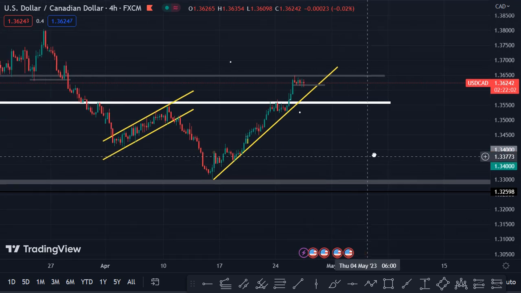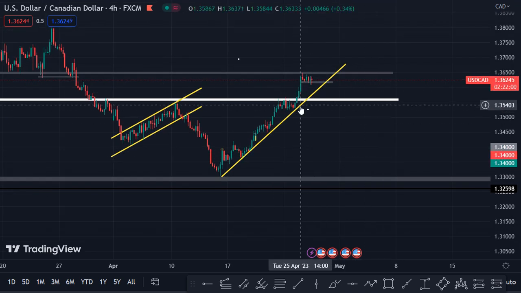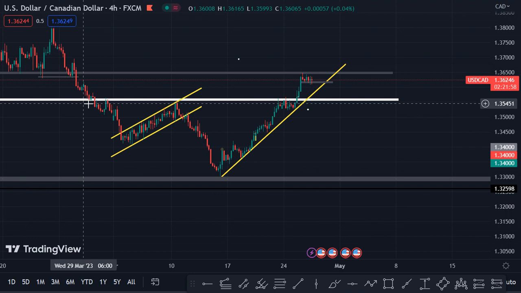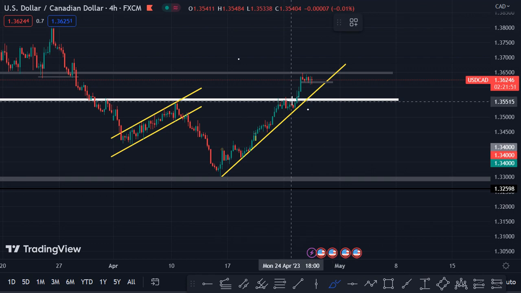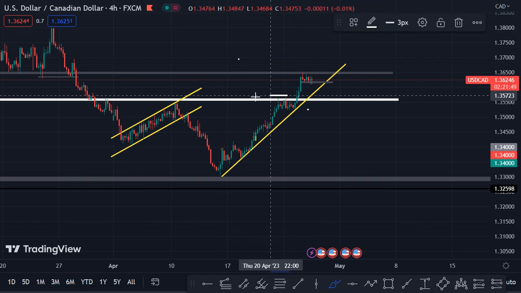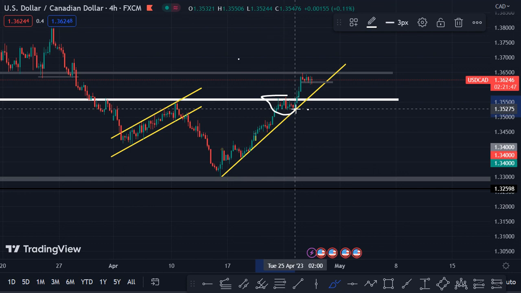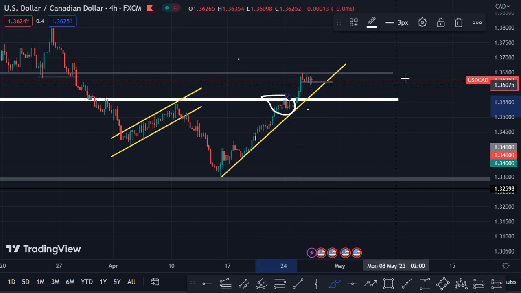So now I was around this zone yesterday, this white line. I was around this zone yesterday here. Let me mark it. I was around here. So when I drew the white line, that is the resistance, I noticed something.